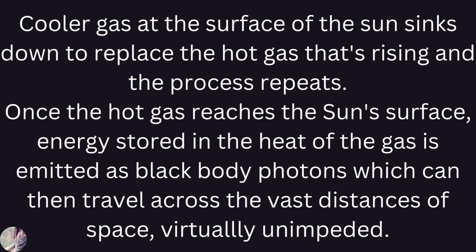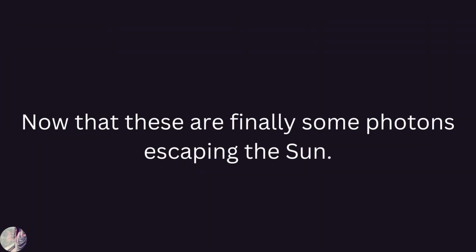Students, then cooler gas at the surface of the sun sinks down to replace the hot gas that's rising, and the process repeats. Once the hot gas reaches the sun's surface, energy stored in the heat of the gas is emitted as black body photons, which can then travel across the vast distances of space virtually unimpeded. Now these are finally some photons escaping the sun.